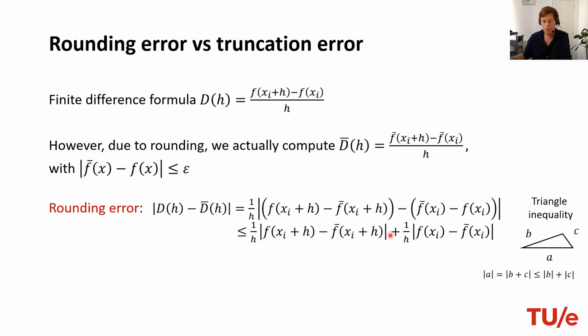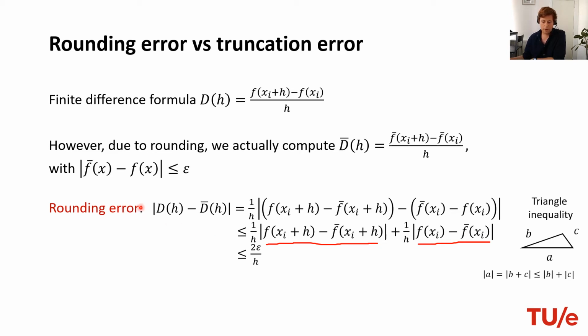But the important outcome that we have observed here is that now we have split this rounding error into two components, where for each component, we can simply apply this bound that we have here. So we know that this guy on the left here is guaranteed to be smaller than epsilon, and also this guy is smaller than epsilon. So we have an expression for the rounding error, or at least an upper bound for the rounding error on our finite difference formula here.